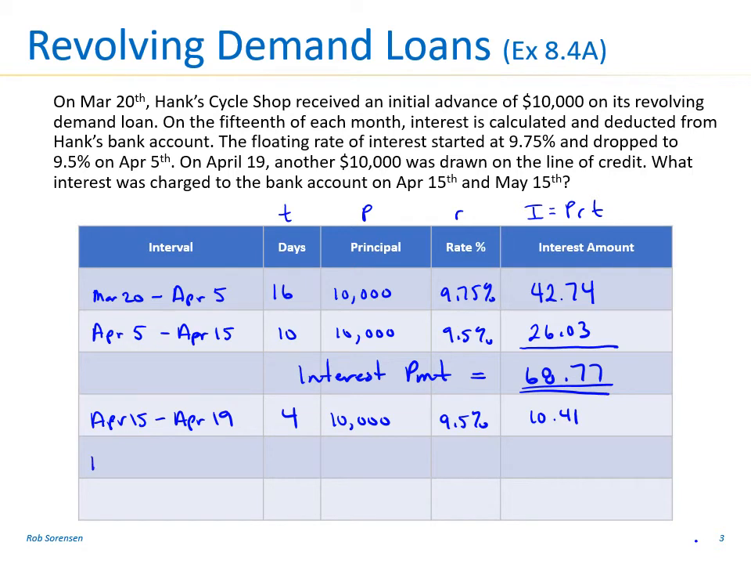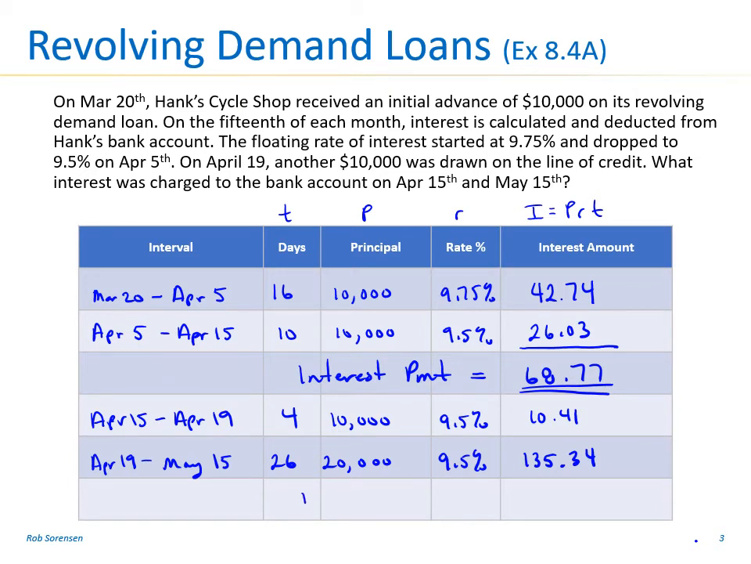And then April the 19th, Hank borrowed more money, didn't he? And nothing else happened all the way up to the next interest payment day. So that's 26 days. He now owes $20,000 to the bank. The rate's still 9.5%. So there's a big whopping $135.34 interest amount for that period of time.